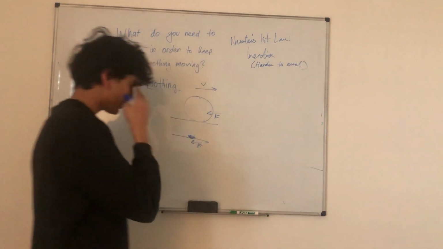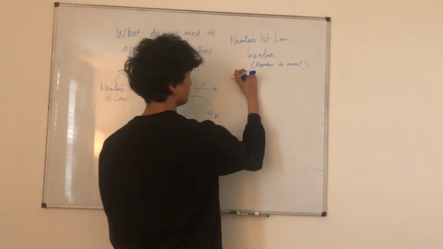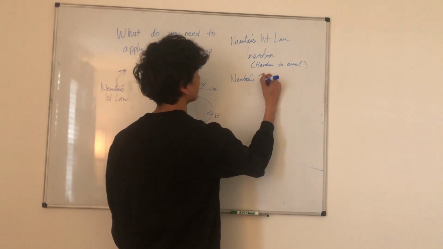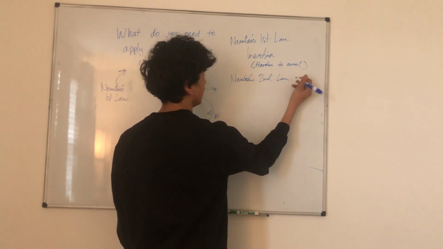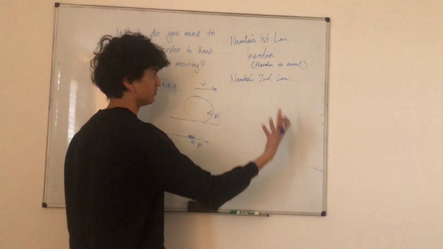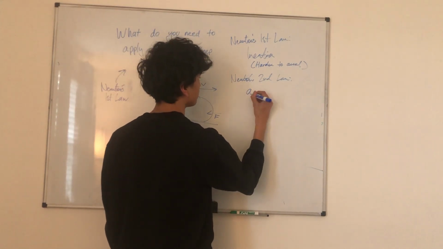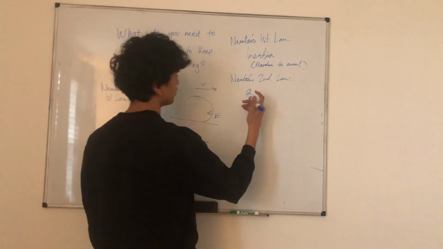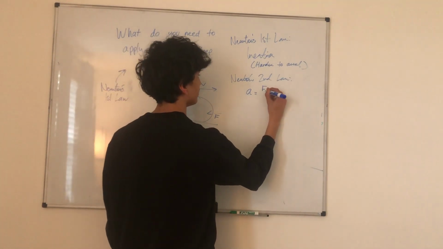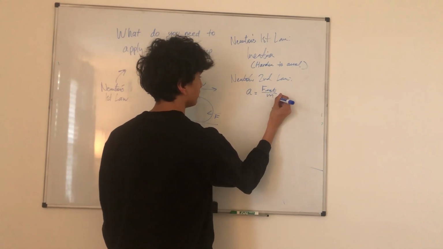Okay, now let's expand on this with Newton's second law. Newton's second law is really like an expansion pack to the first law. It's really just saying inertia, but mathematically. The equation, and I'm writing it this way, is that the acceleration on an object is going to equal the net force on an object over its mass.